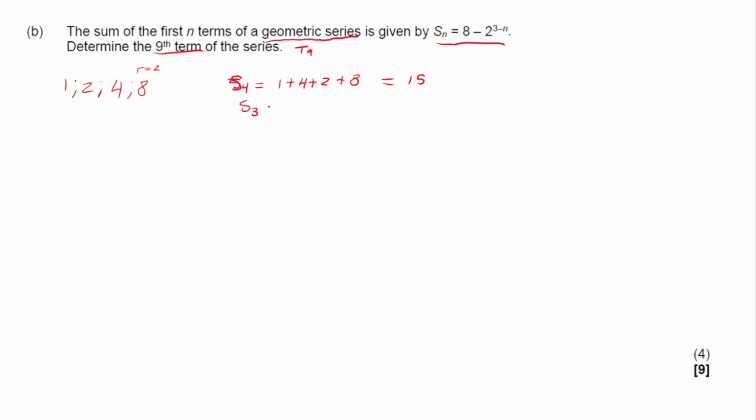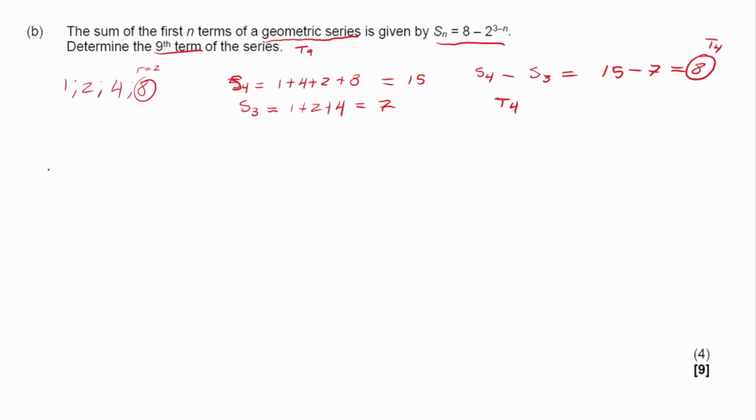And the sum of the first 3 terms is equal to 1 plus 2 plus 4, which is equal to 7. But I want you to notice something interesting here. If I take the sum of the first 4 terms and the sum of the first 3 terms and subtract them, I'm going to get 15 minus 7, which is 8. So if I take the difference of the sum of the first 4 terms and the sum of the first 3 terms, I'll actually just get T4, because 8 is T4. You'll see over here, this is T4. So that's essentially what we're going to be doing to solve this problem over here.